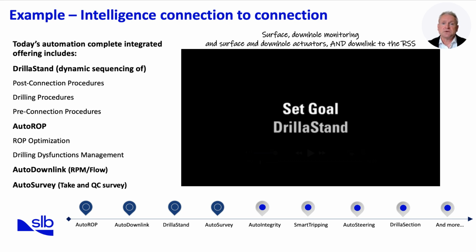In the video, we will see an automated connection. On the display on the left is the list of commands in the system. On the right side of the display are the drilling parameters, such as ROP and block position.